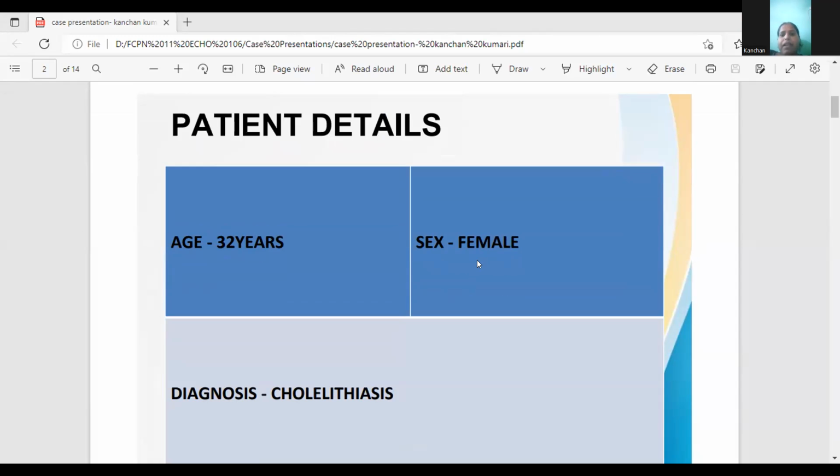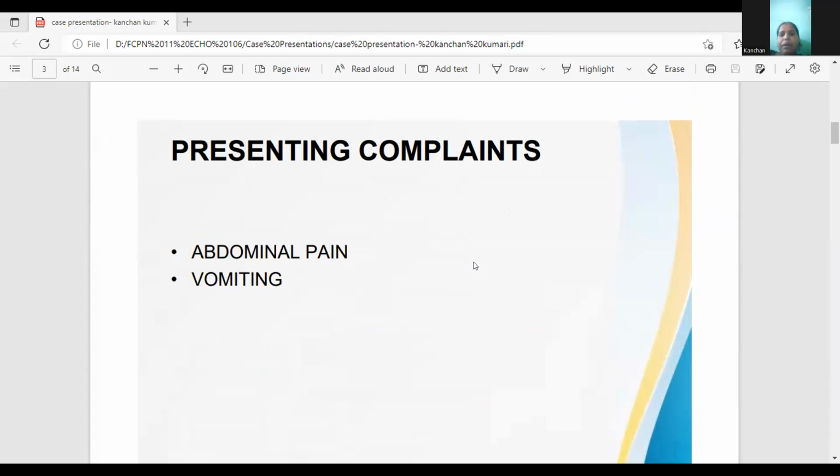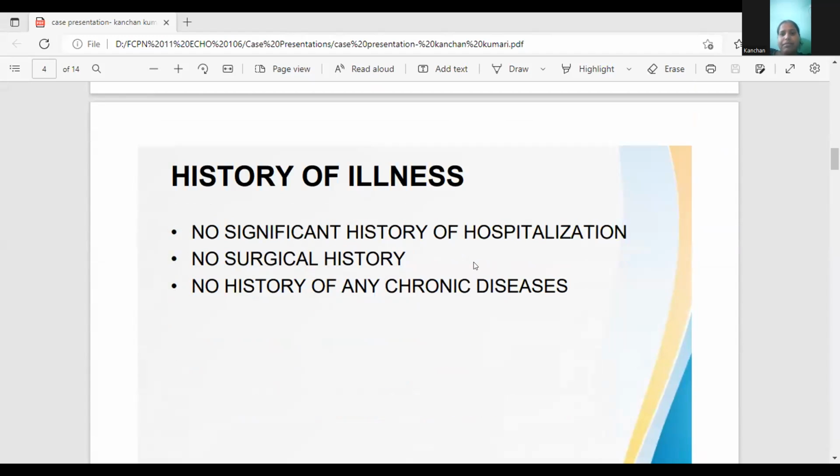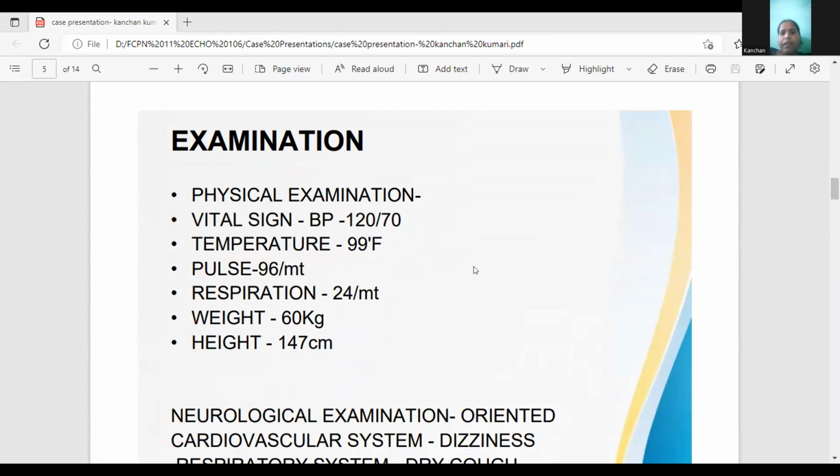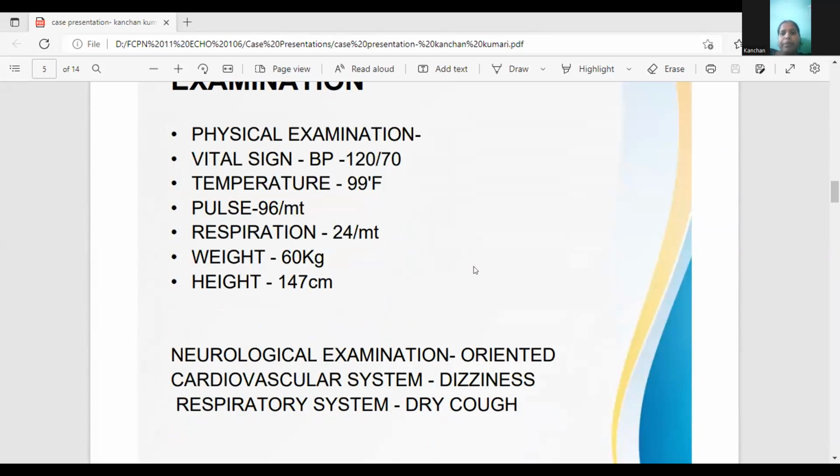Patient details: 32 years, female, diagnosis of cholelithiasis, presenting complaints of abdominal pain and vomiting. History of illness: no surgery history, no history of hospitalization, no history of any chronic disease. Physical examination, vital signs: BP 120/70, temperature 99 Fahrenheit, pulse 96, respiration 24, weight 60 kg, height 147.